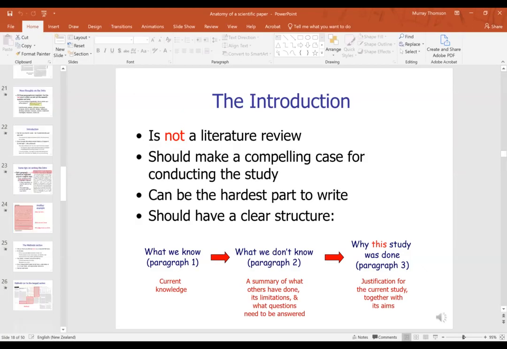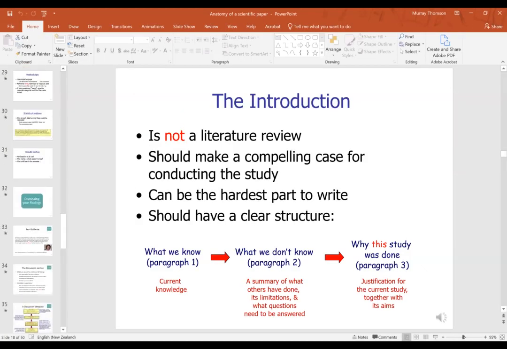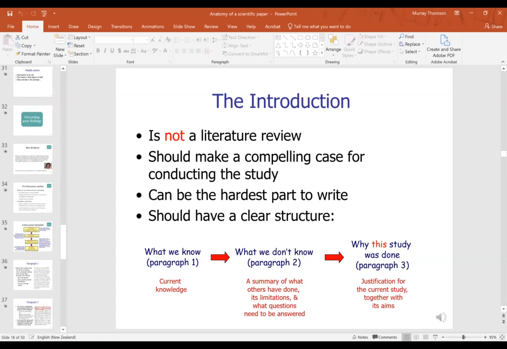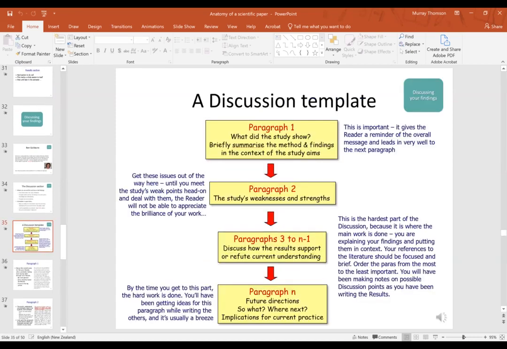Apologies for the recording there. I won't use the slideshow view because we'll get this text. This is the discussion template. This is a useful way to structure your discussion.